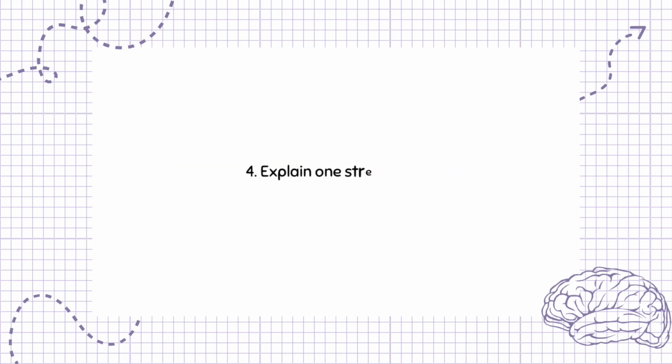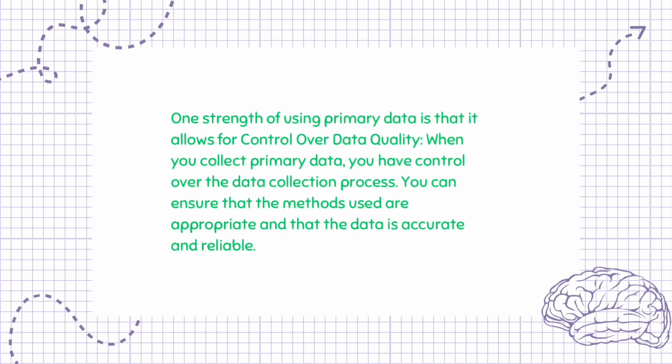Question 4. Explain one strength of primary data. 3 marks. One strength of using primary data is that it allows for control over data quality. When you collect primary data, you have control over the data collection process. You can ensure that the methods used are appropriate and that the data is accurate and reliable.